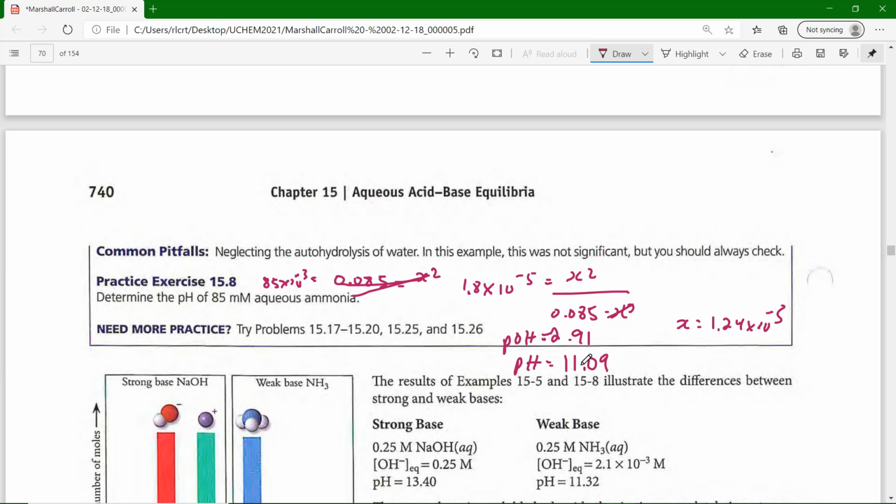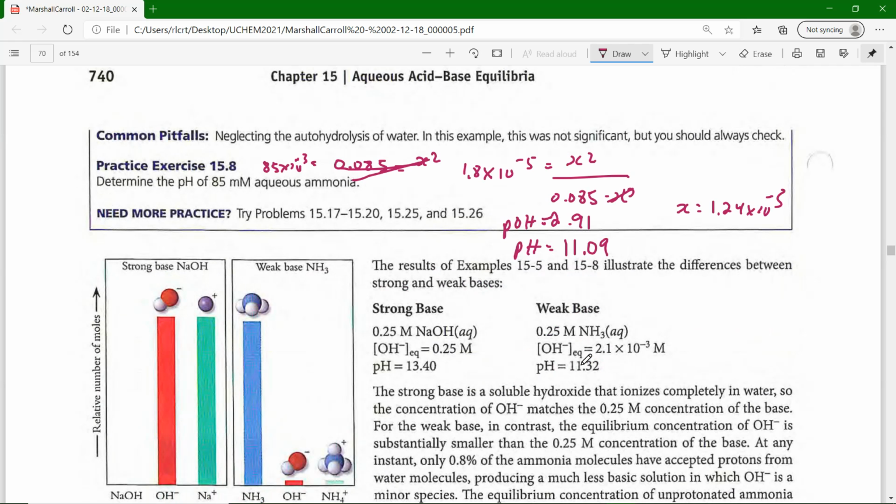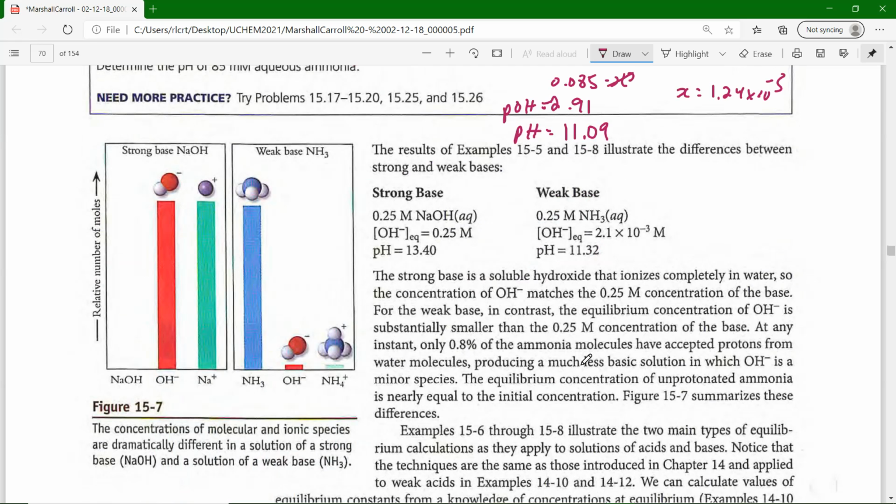So I assume the approximation was valid here. Let's take a look. Practice exercise 15.8: 11.09. Hooray. Okay. So we see if we have a strong base, like 0.25 molar sodium hydroxide, at equilibrium we have no NaOH. You get the same amount of hydroxide and Na+. With the weak base, hardly any of it breaks apart. With 0.25 molar NH3, you see that the pH is a lot less, which means there's not as much hydroxide in there.